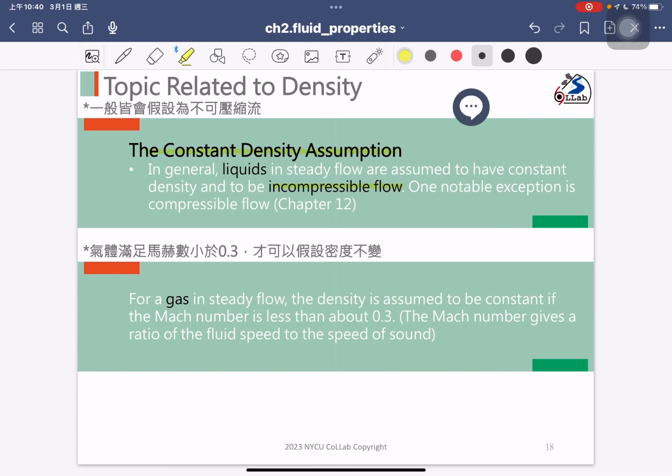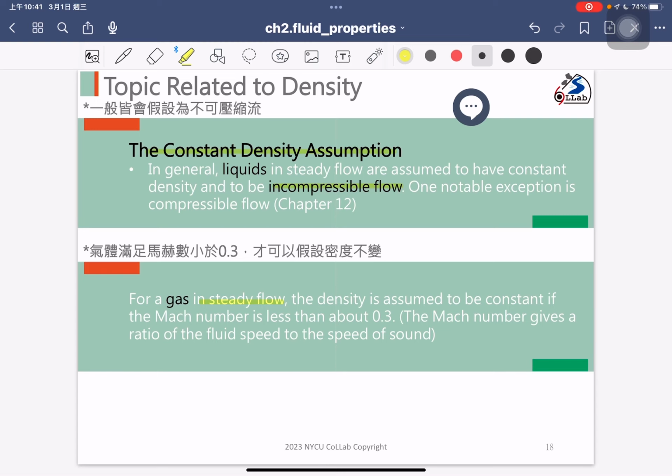And change the volume, and the density will increase. Why can I say the density is constant? It's not the truth, right? Especially for gas, I tell you about steady flow. What is steady flow? That indicates the properties don't change with time, so I call that the steady state.